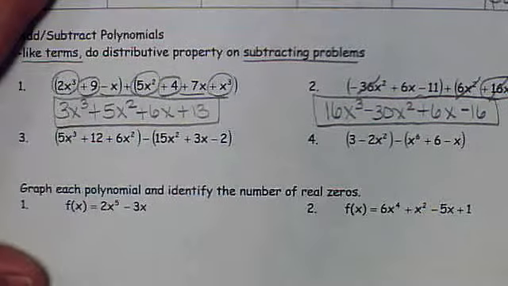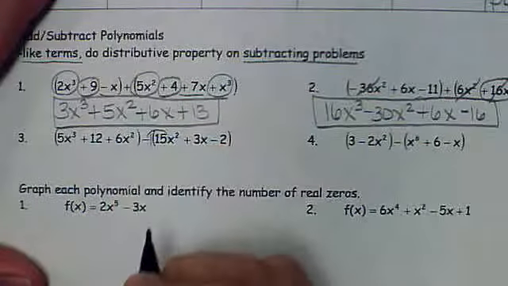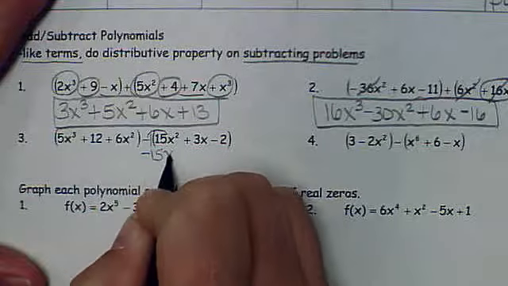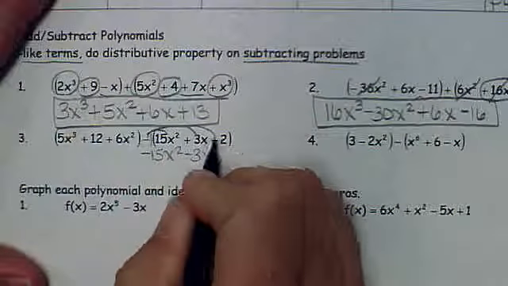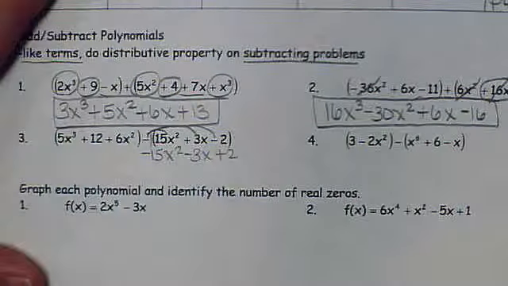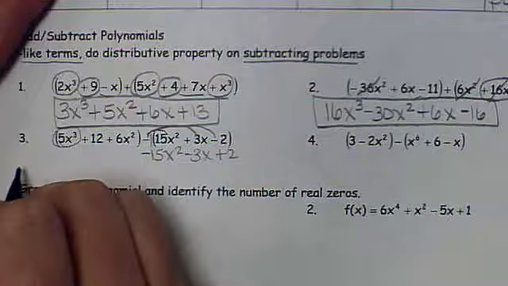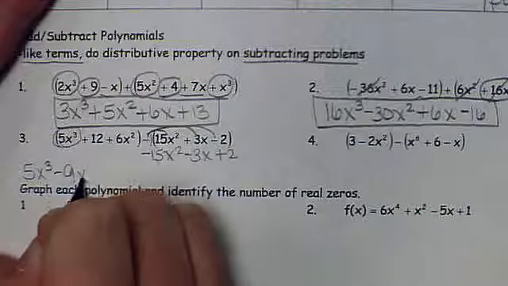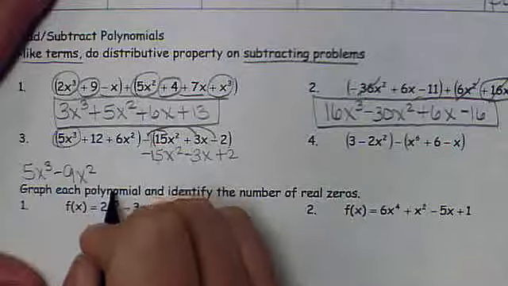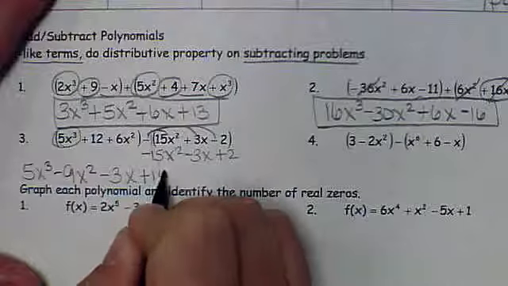Now number 3 is a subtracting problem, so we have to do that a little bit different. You have to put the 1 there and distribute it. So negative 1 times 15x squared is negative 15x squared. Negative 1 times 3x is negative 3x. Negative 1 times negative 2 is positive 2. Then we do our like terms the way we did on number 1 and 2. Start with the biggest exponent. That's 5x to the third. Then we go to our x squared. 6x squared and negative 15x squared makes negative 9x squared. Then our x's. All we have is negative 3x. And last, our constants. 12 and 2 makes 14.